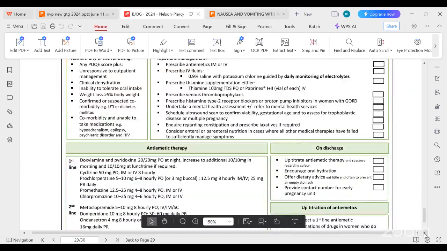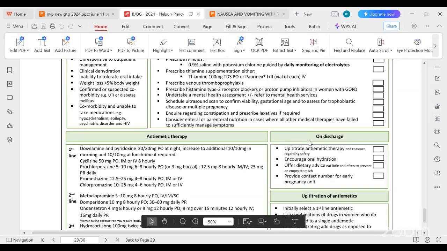If the patient has improved and is discharged, here you can see we have to do up-titrated antibiotic therapy. Whatever she is taking, if she is on first line, we have to start the second line along with it, okay? Or we have to increase the dose of the first line. So up-titrated antibiotic therapy means that either we are increasing the dose of the first, or we are giving an additional drug from the second line, or we can combine all three drugs. Offer dietary management, and then provide the contact numbers for the early pregnancy unit, so that if they have any problem, they can contact the early pregnancy unit.